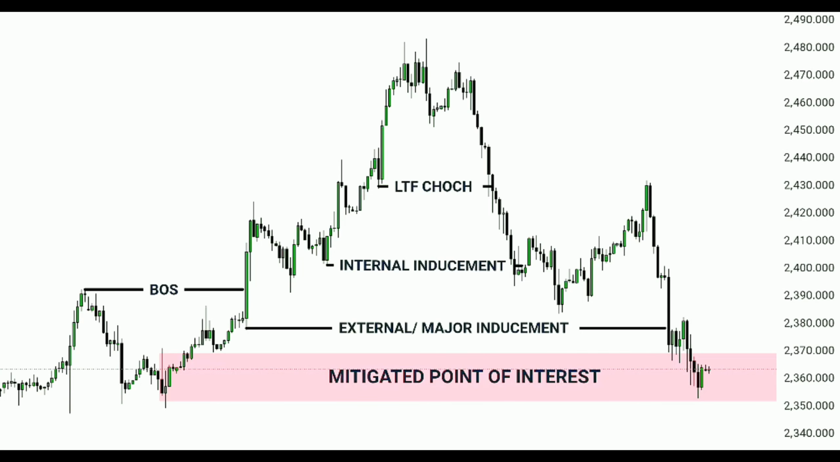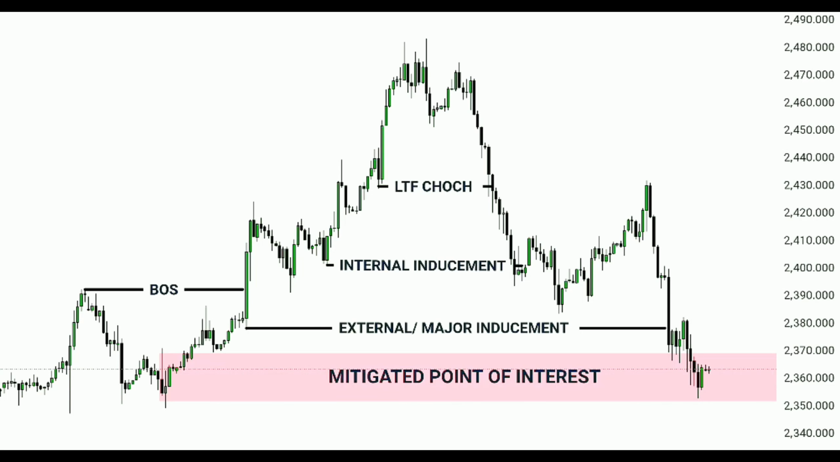Beginners usually enter after the breakout, but professional traders understand that large liquidity pools are targets. Recognizing major or external inducement helps you avoid chasing breakouts and understand why price sometimes reverses right after breaking an important level. At the top of the chart, you can see equal highs formed in the same area. Many traders place their stop losses above these highs, especially those who are selling.